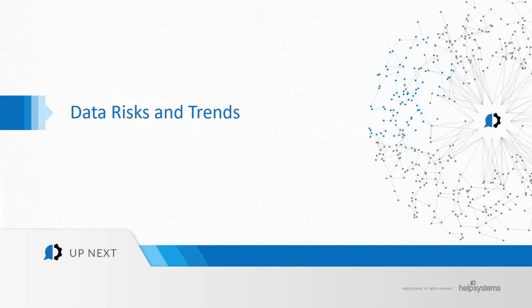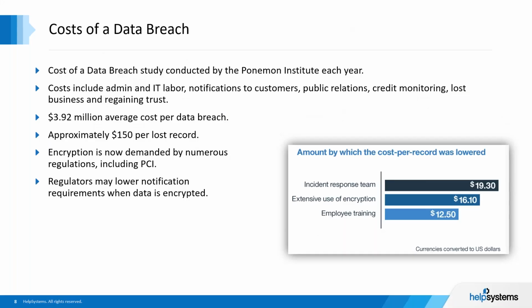I want to have a quick discussion as well around data risks and trends, because the cost of a data breach is something that a lot of people keep tabs on, and it's an important metric that gives us an indication of the potential cost implications of a data breach or a security incident. The costs that are analyzed include the labor costs for admin and IT, notifications of breach to customers, public relations challenges, credit monitoring, and of course, lost business and regaining the trust of our customers and our partners.